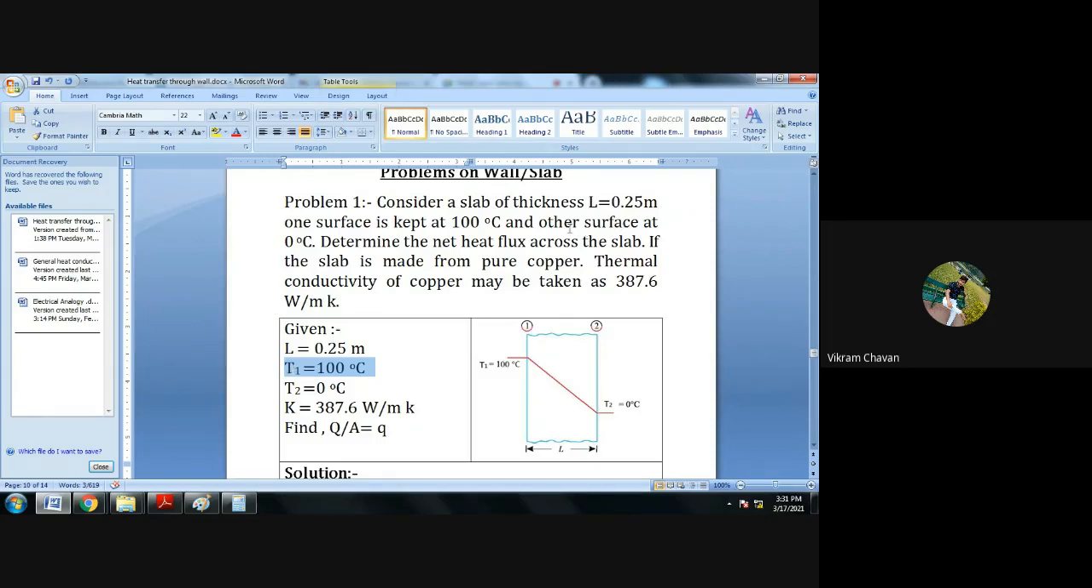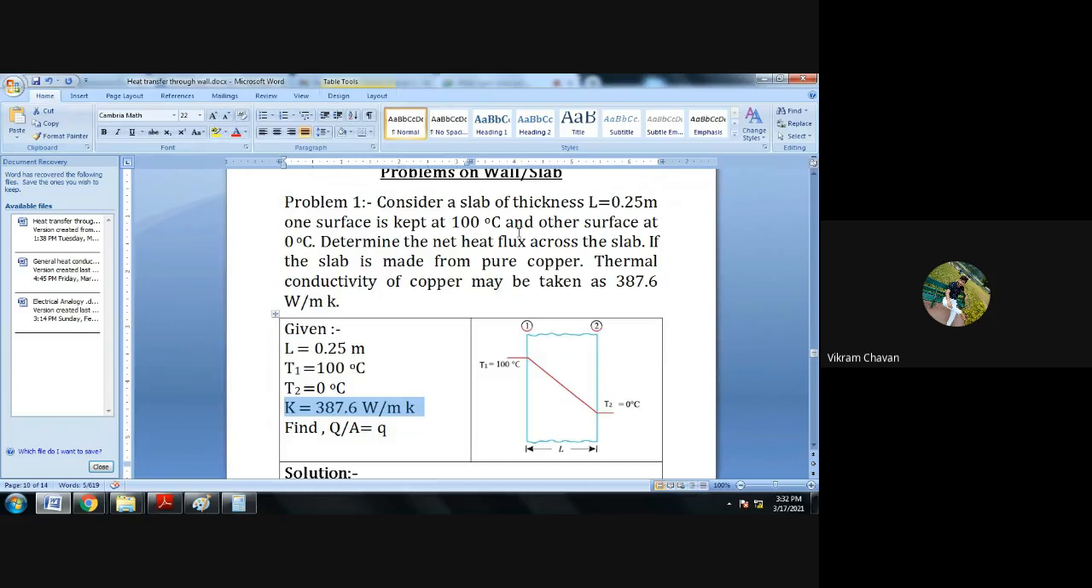And the other surface is at 0 degrees Celsius. So T2 will be considered as 0 degrees Celsius. T2 is equal to 0 degrees Celsius. And the thermal conductivity: the slab is made up of pure copper and its thermal conductivity is provided. So thermal conductivity K for the copper is provided as K is equal to 387.6 watt per meter Kelvin.